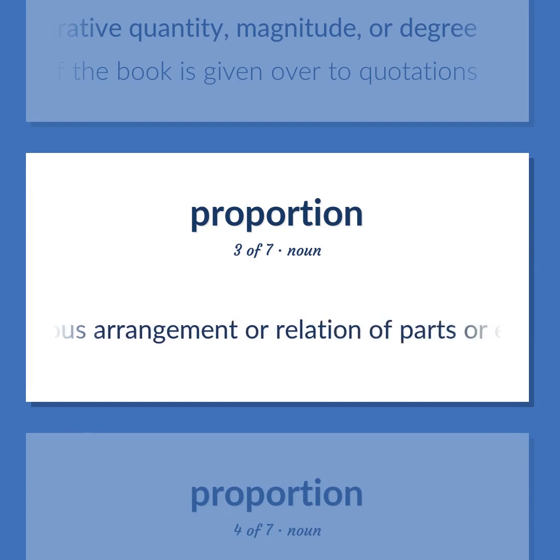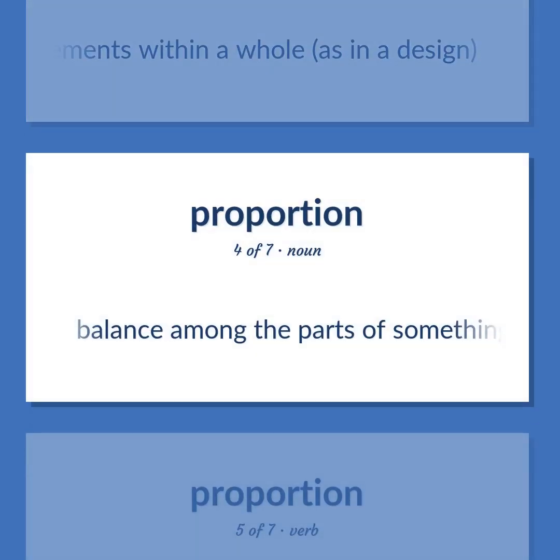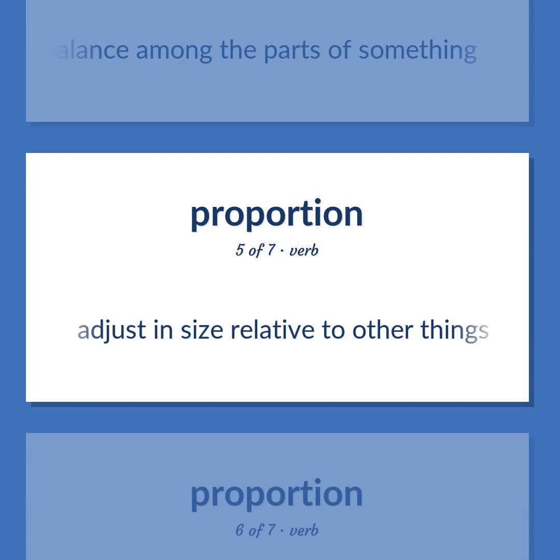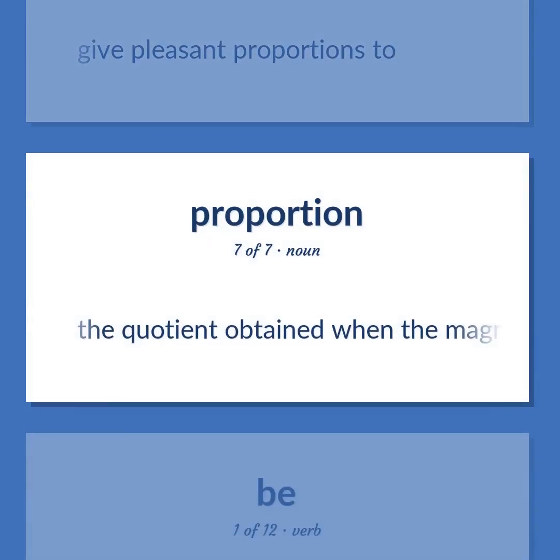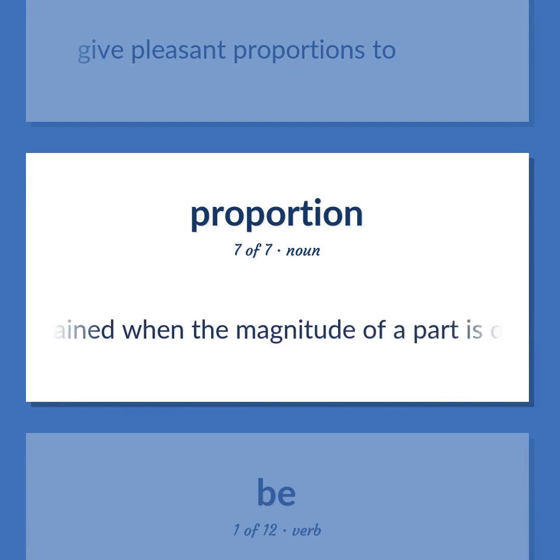Harmonious arrangement or relation of parts or elements within a whole, as in a design. Balance among the parts of something. Adjust in size relative to other things. Give pleasant proportions to. The quotient obtained when the magnitude of a part is divided by the magnitude of the whole.